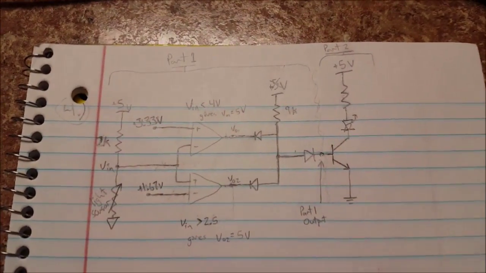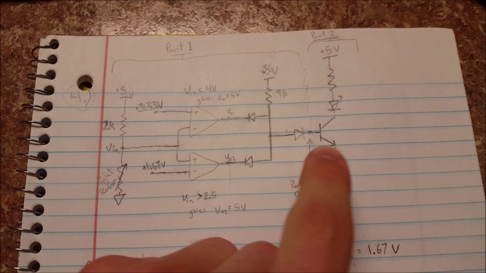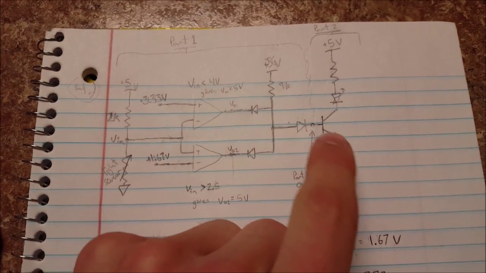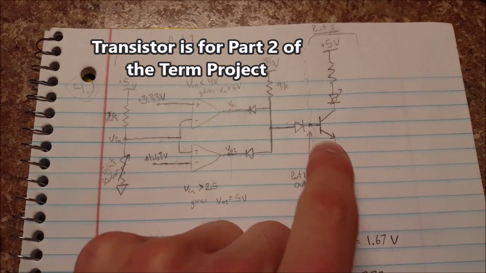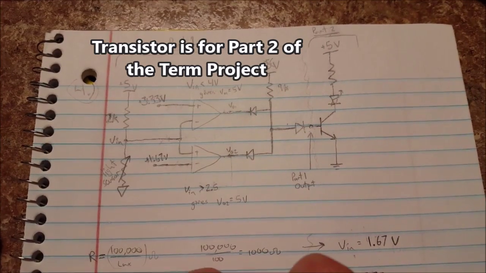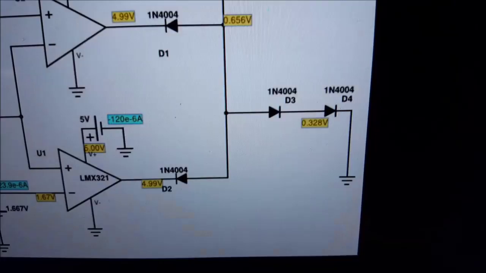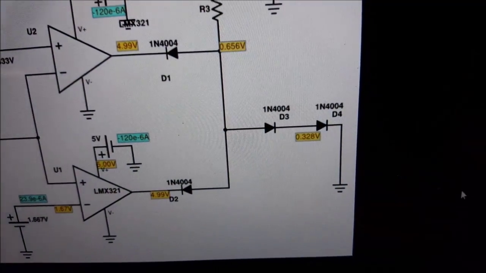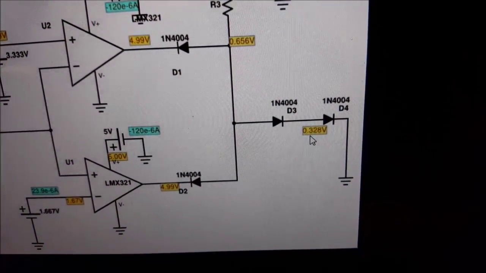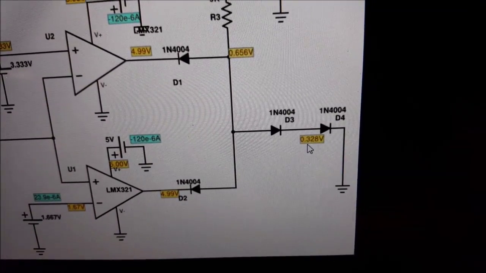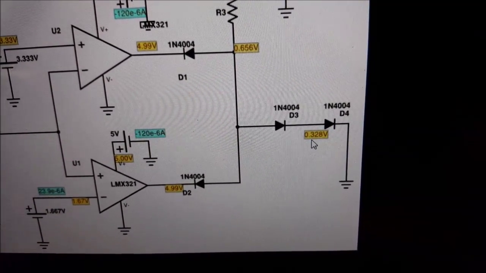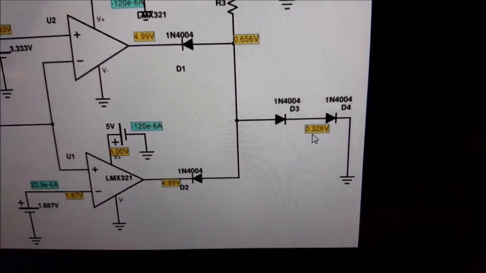A couple notes you should be aware of. In the simulation I had 2 diodes back to back, and that's to simulate the drop across this transistor. Second note, going back to the simulation, we can see right here, 0.38, this is when it's turned on, whereas in the demonstration we had 0.5 volts.